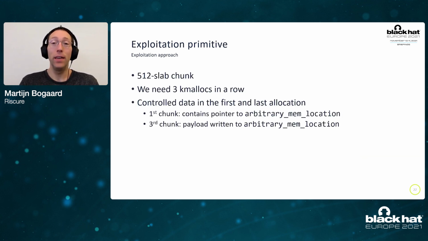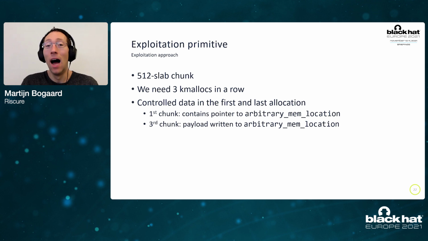So what do we have? We have a chunk on the 512 byte slab. We need to have 3 memory allocations in a row, and we need to control the data of those memory allocations. Ideally, we control the content that is written to all allocations. However, we can get away with controlling only the first and the last allocation. In the first allocation, we need to set the address that we are going to target with our write. And for the third allocation, what is written to it is actually the payload that is being delivered to our arbitrary memory location.